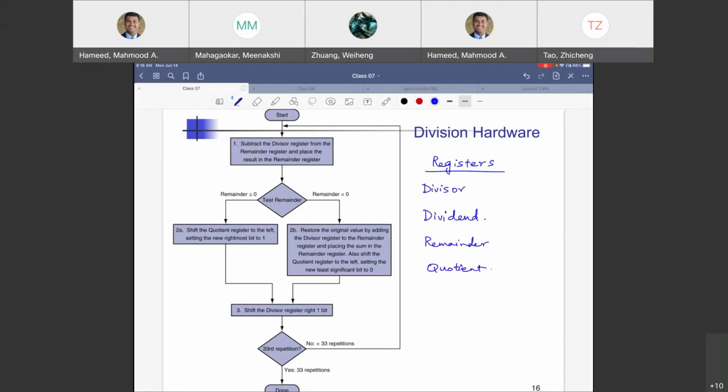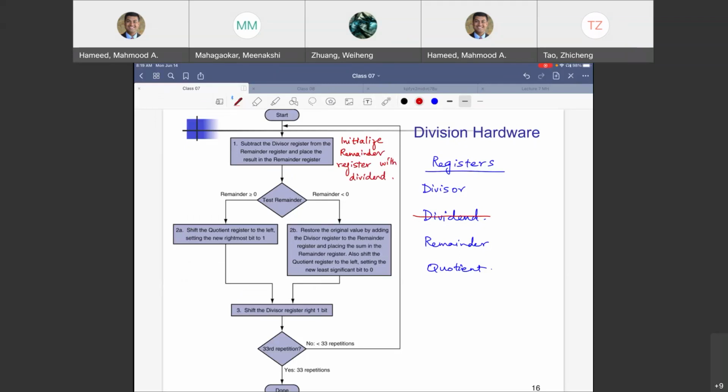So what I can do is, instead of initializing the remainder register to be all zeros, I can initialize the remainder register as the dividend itself. My remainder is the dividend. And then I can keep subtracting from that remainder register. You guys see that? So I don't need this anymore, because I'm going to initialize the remainder register with dividend.